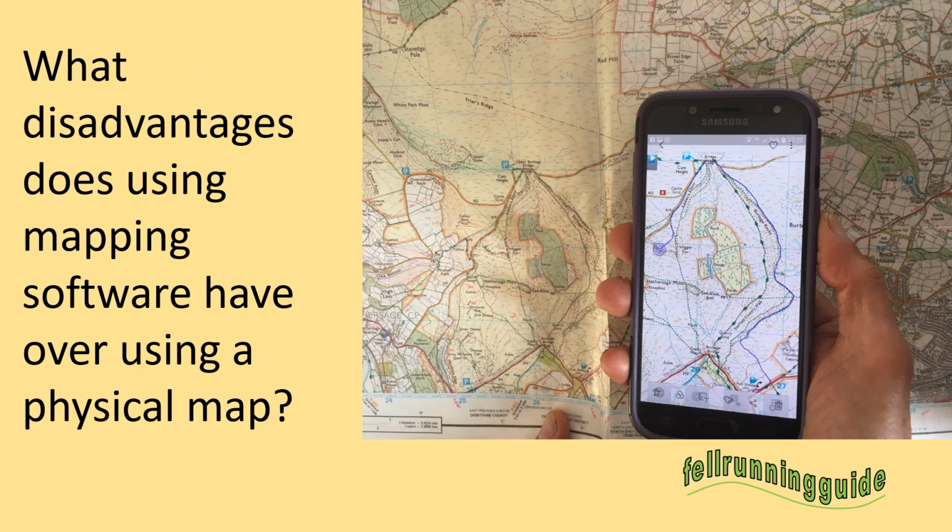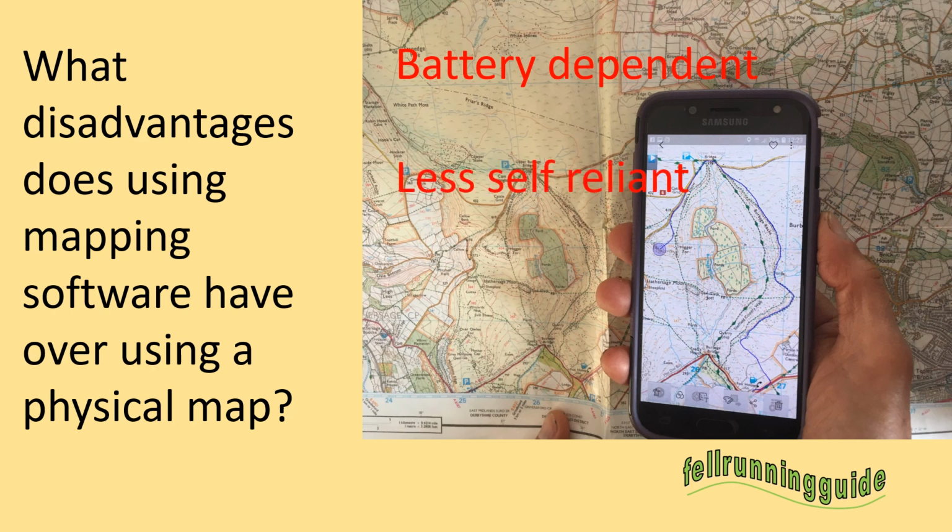And what about the disadvantages of using mapping software over actually going out with a physical map? Well, I'm sure we've all heard stories of people relying on their phones for telling them where they are, and then the battery died because it was cold or it wasn't charged. And also, if you just rely on using your phone all the time to tell you where you are, you become less self-reliant. You're less likely to look at the map and work it out for yourself. So you might lose those skills that you would have if you were using good old-fashioned map and compass.